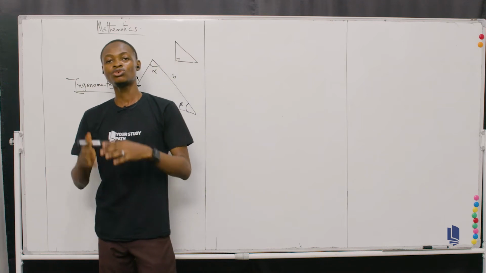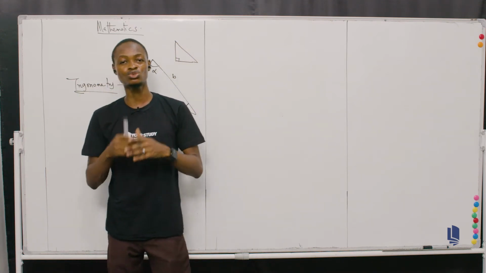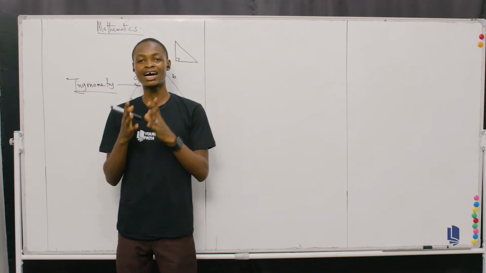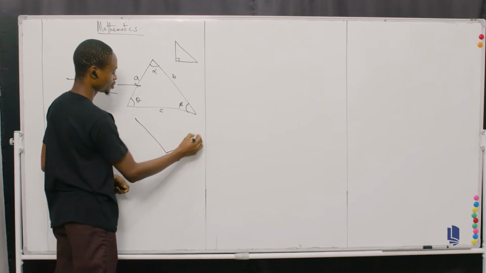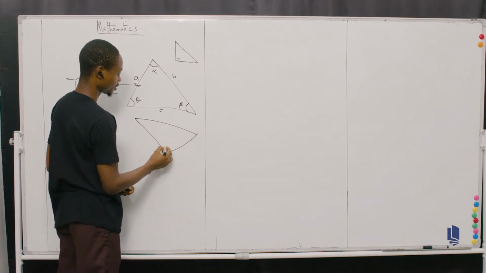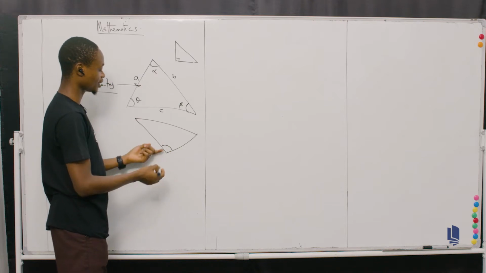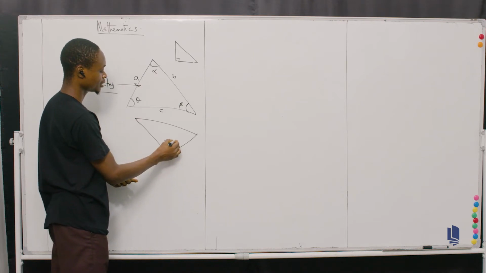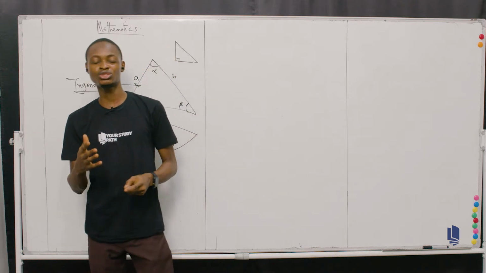And then you have the obtuse angle triangle, which means that at least one of the angles within that triangle is greater than 90 degrees. For instance, something like this, where this is obtuse. So this time around we are saying this angle is greater than 90 degrees, right? This is the classification of triangles based on the angles.